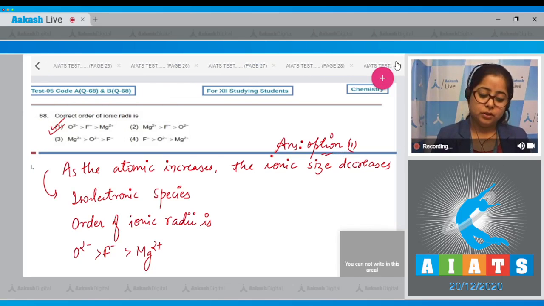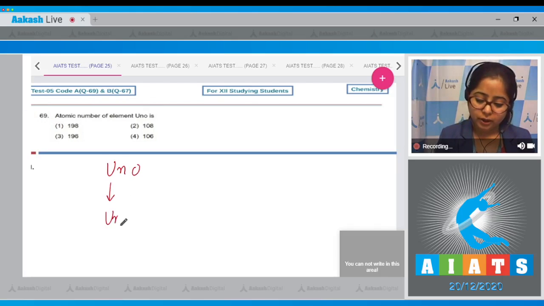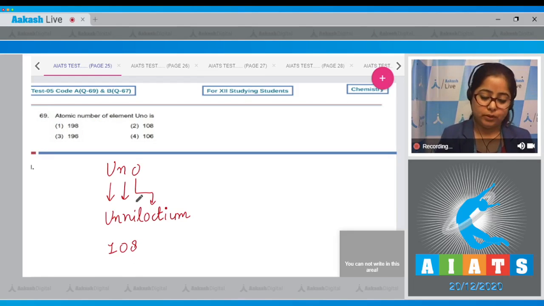Moving to next question, which is 69. Let's read it. Atomic number of element UNO is. Student, here UNO, U for un, N for nil and O for oct. The name is unnil octium and the atomic number is un means 1, nil means 0 and oct means 8. That means 108. So the correct answer is option number 2.